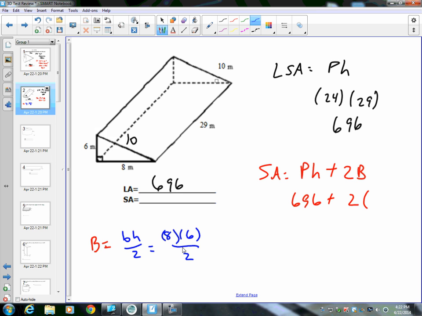8 times 6 is 48. Divide that by 2, we get 24. So we're going to go ahead and plug that in. 24. And then we can go ahead and multiply these out. 2 times 24 gives us 48. So we get 696 plus 48. Add those together, and you end up with 744.